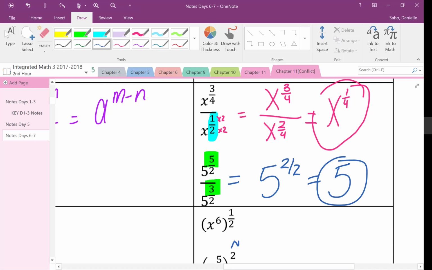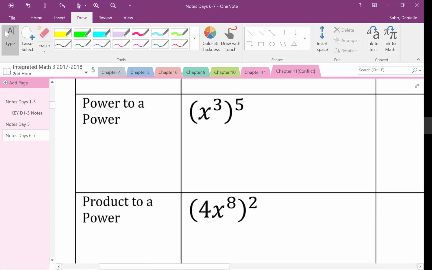Don't the fives cancel out? Fives, that's a good question. These are bases. They have exponents. You can't cancel them out unless it was just 5 over 5. Because they have exponents, you have to do that subtraction. Yes, it's actually very common. People do that all the time. Now let's go to these.